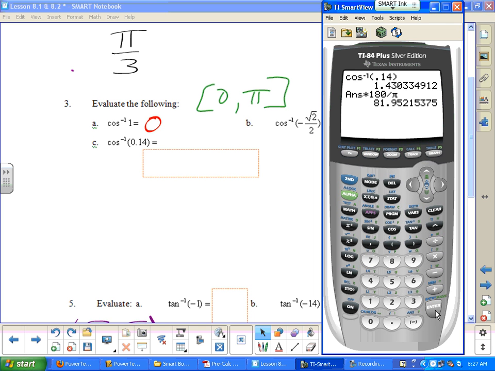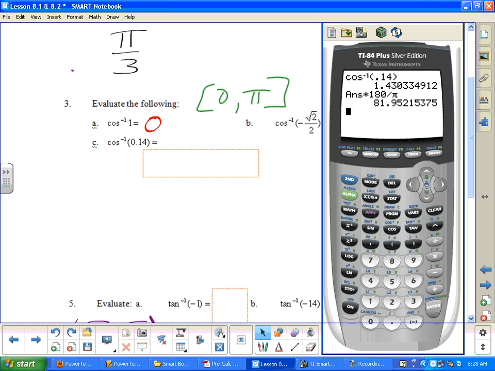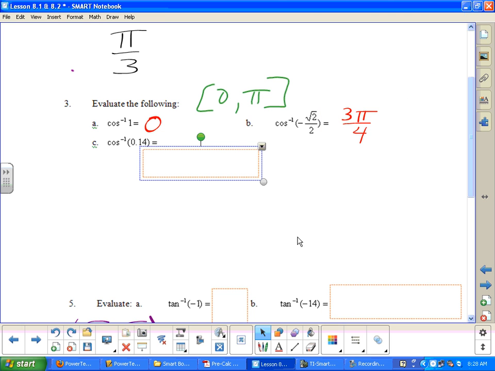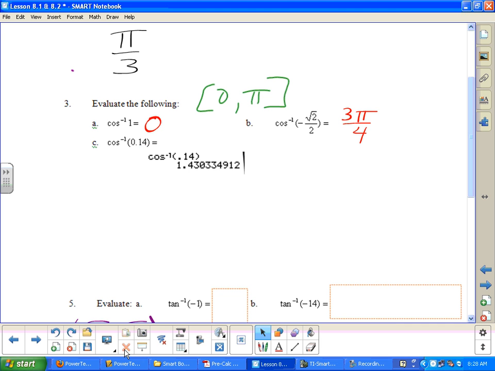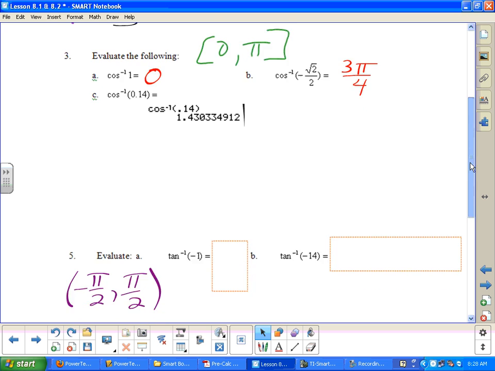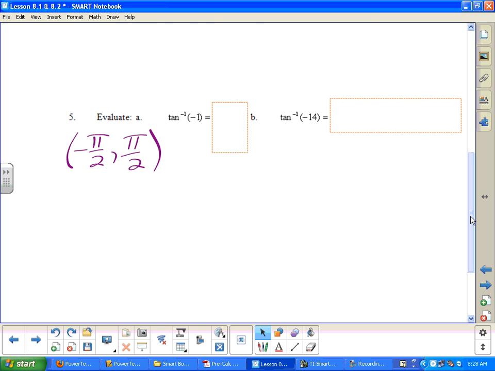Okay? Now, if you get a number bigger than 3.14 here, okay, you know you did something wrong because the answer has to be between 0 and 3.14. Okay, 0 and pi. All right, so that's one way you can check them. All right, so you should have 1.43. Okay? All right, let's go to number 5 then. All right, we're going to do these, and then we're going to look at the other ones, the even ones.